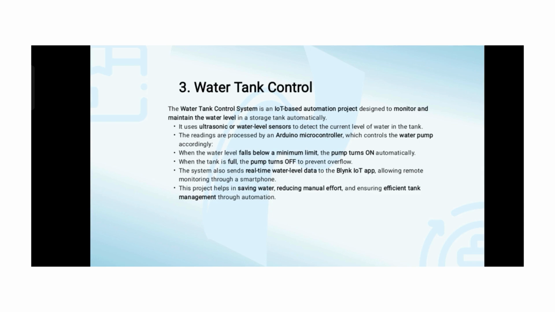The third one is water tank control. The third project is the water tank control system. It uses ultrasonic or water level sensors to detect the tank's water level. When the water drops below a minimum threshold, the pump automatically turns on. When the tank is full, it switches off to prevent overflow. Real-time data is displayed on the Blynk app, allowing the user to monitor water levels from anywhere. This project promotes efficient water use and prevents wastage.